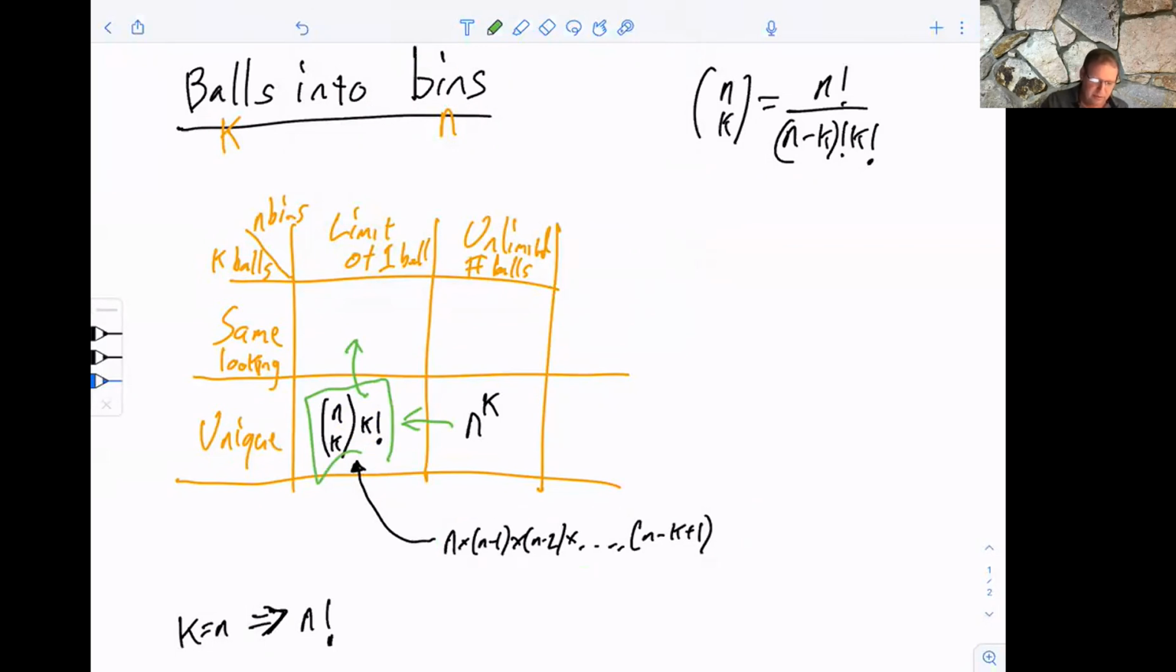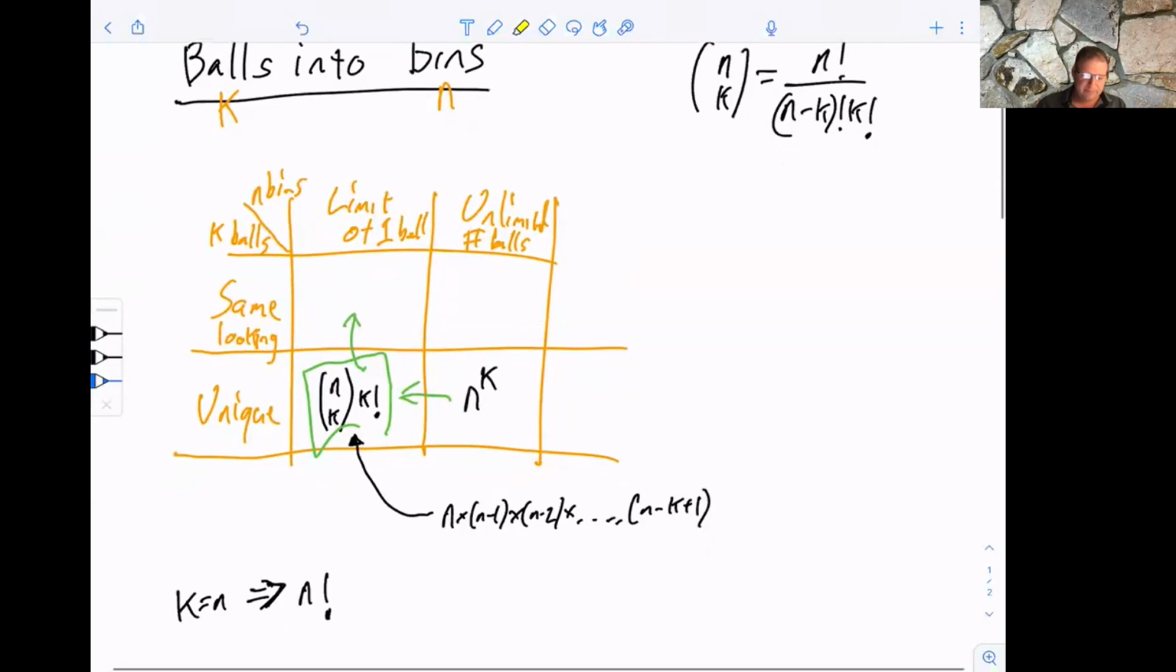And then we went up to the case where the balls are the same looking. So you can distinguish between the two balls or the k balls. And there's a limit of 1 ball per bin. And that's exactly, in many ways, the most common case. This is the number of subsets you can sample from a set. The number of subsets of size k you can sample from a set of size n. We'll speak about sampling in a second. Okay, we'll relate this to a sampling problem.